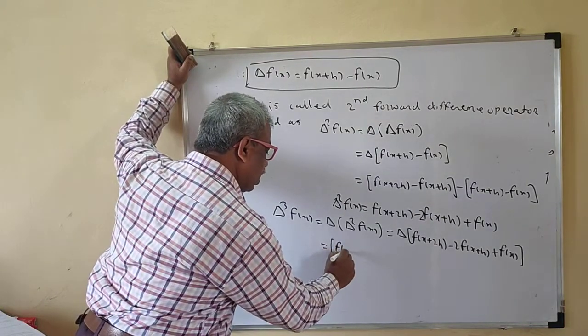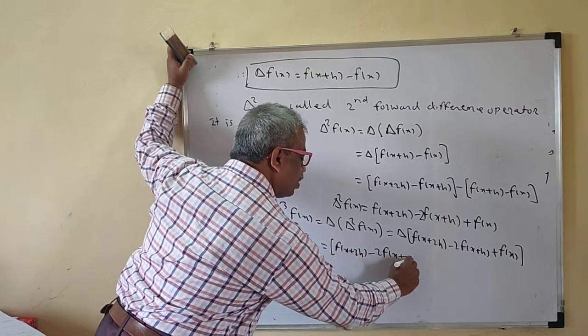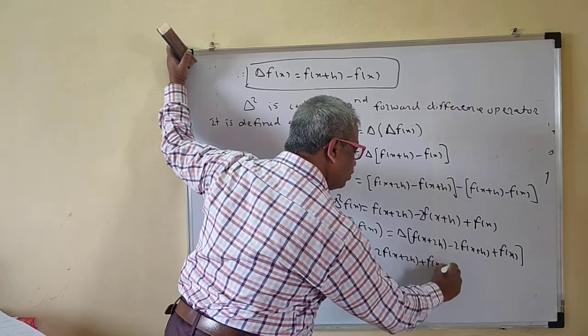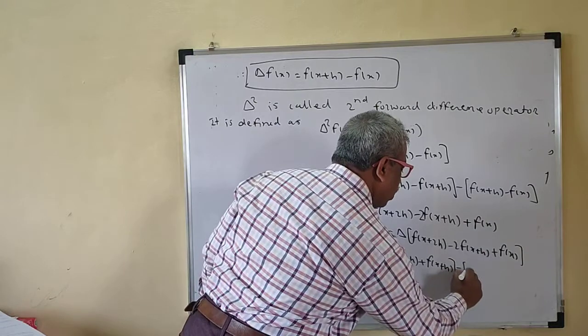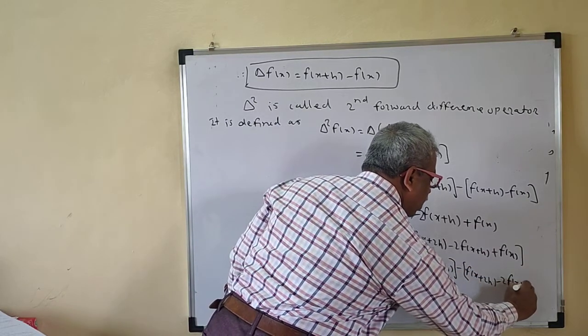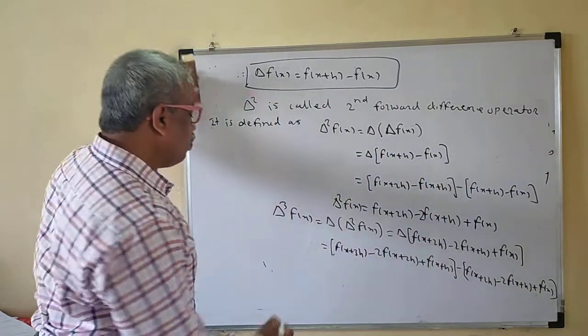So what do we get? f(x+3h) minus 2f(x+2h) plus f(x+h). Then you have to subtract this function as it is now: f(x+2h) minus 2f(x+h) plus f(x). Okay, so now we will simplify this.